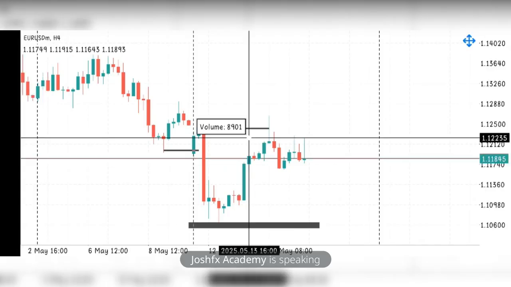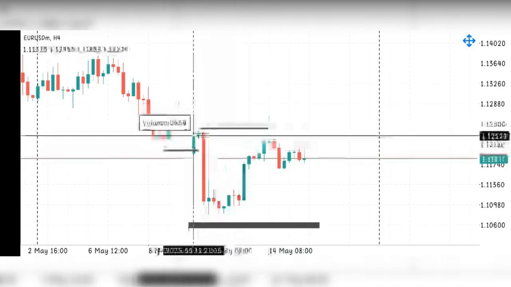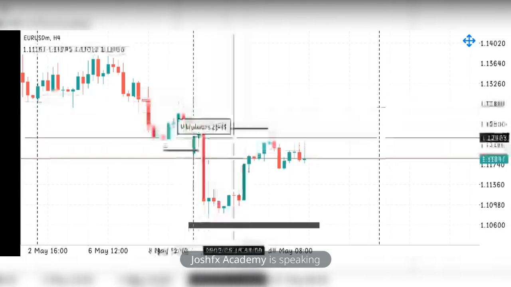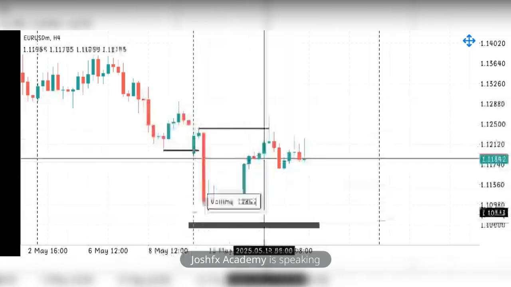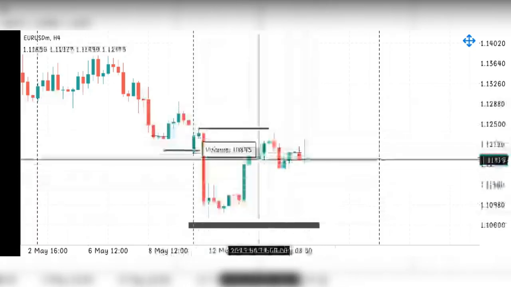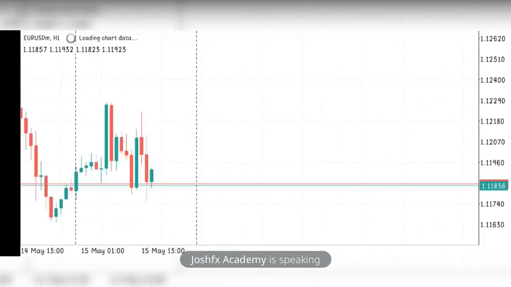Now remember, this liquidity has been taken. This liquidity, this buy side has been raided. So when the buy side has been raided, the market will definitely come for the sell side. Now let's look at this particular point and see what we can do. This is 4 hours. Let's go to 1 hour.